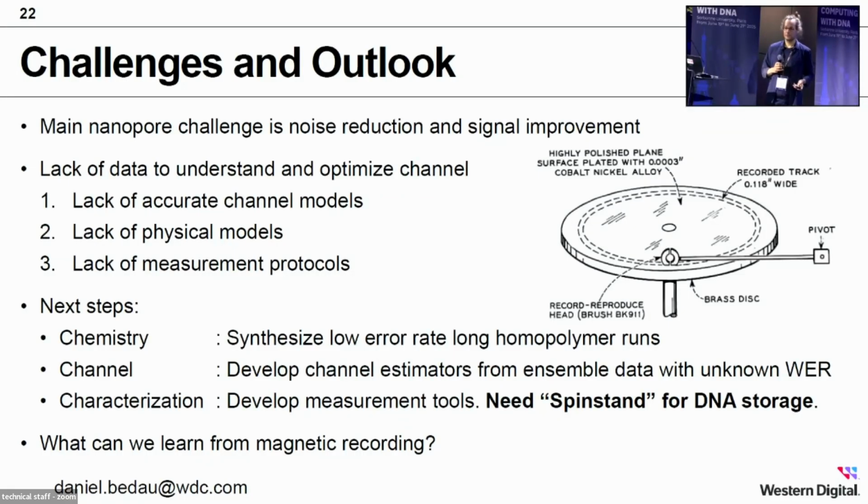On the theory side, we need better channel estimators, and we need something that can work with the data that we produce from these ensemble measurements, because we cannot take a single molecule and measure it 100 times, which is what we really want to do. And tool-wise, we really need something like a spin stand for DNA storage. That's really important because that's what we need.